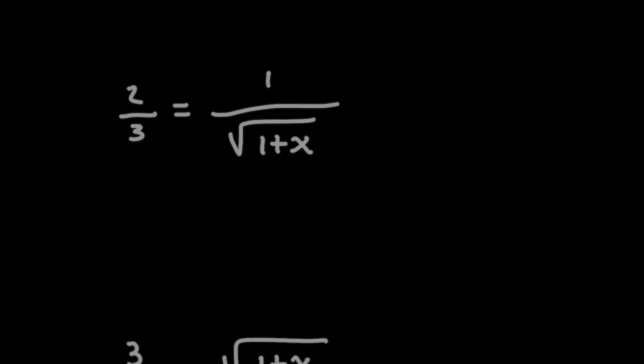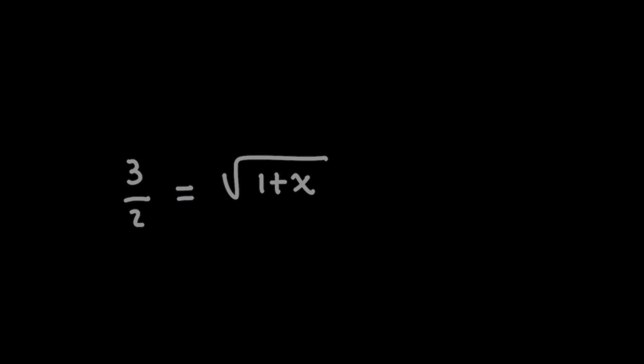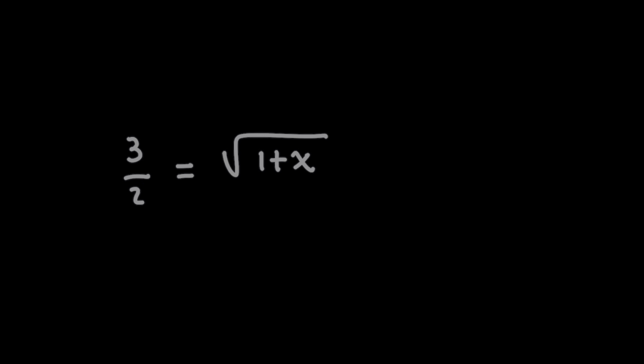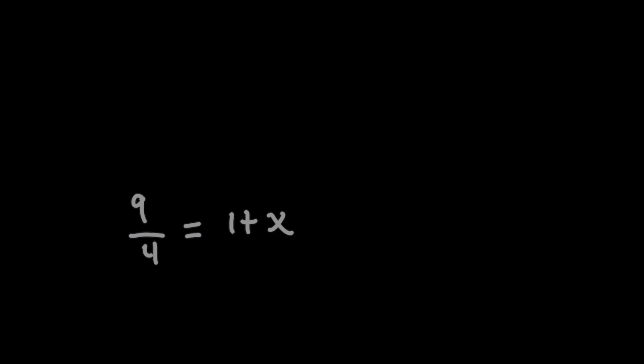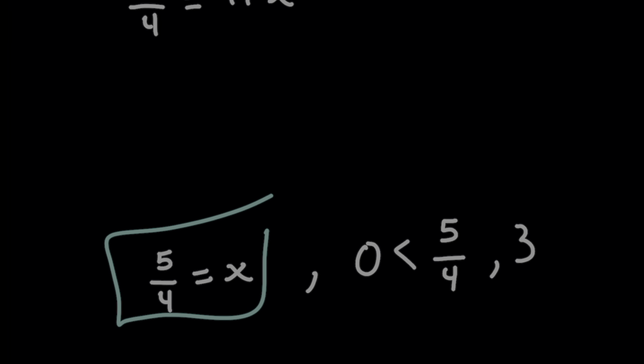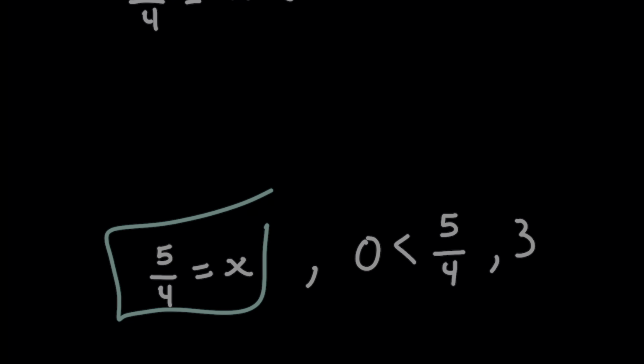That way it's very clear that I can take the reciprocal of both sides. And then solving this after squaring both sides, you would get 9 over 4 on the left. And then subtracting 1 would give this answer, where you have to also make sure that this is in the closed interval between 0 and 3, and it is.